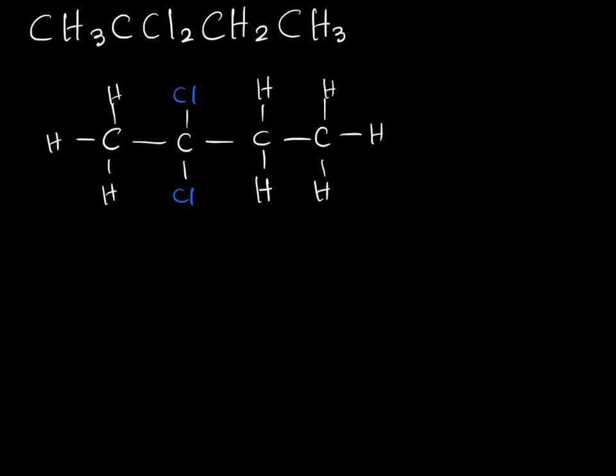Now, to make this a bond line structure, first we have 4 carbons in the main chain. So 1, 2, 3, 4. On the second carbon, we have 2 chlorines. So you could draw it like that, or you could draw it like this.